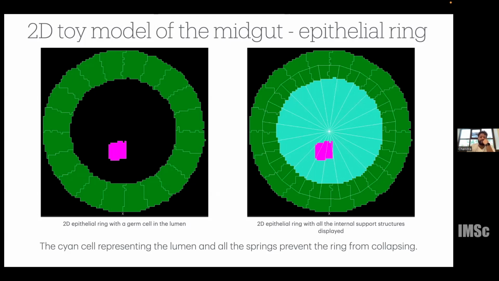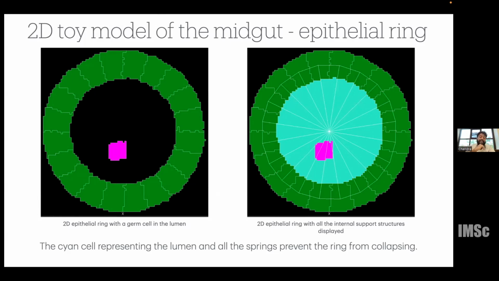One way to do this is that the lumen I show is not medium, but an actual cell which has the same adhesive affinities and everything. As far as the adhesive affinities are concerned, it is very much like a medium, but with one condition: unlike medium, it has a volume constraint, so it's incompressible in some sense. The cyan colored stuff is this cell. Once you add that in between, we know that it can prevent the epithelial cells from collapsing.